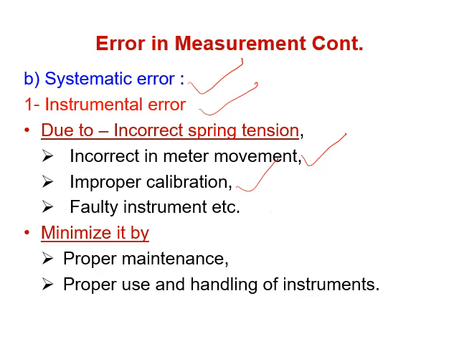Or faulty instrument. So there is a fault in the instrument, meaning the instrument is having a problem. It's having some problem in its operation, so it needs maintenance. To minimize this kind of error, we need to do proper maintenance of the device, the instrument, and proper use and handling of the instrument. We are supposed to use the instrument in a proper way.